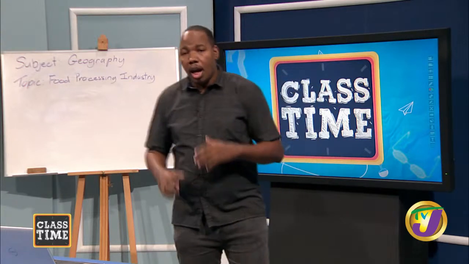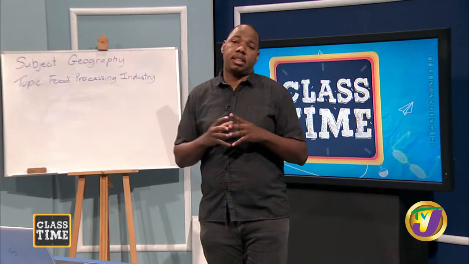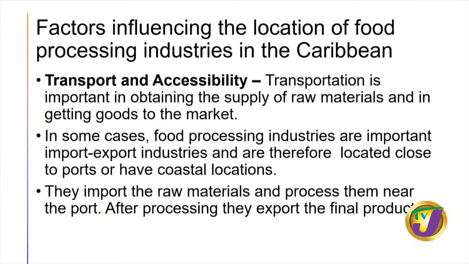And as we try to get this good to the market, it means that factories might want to be located along areas that are particularly accessible, with favorable transportation routes. Transportation can also even impact the supply of raw materials.